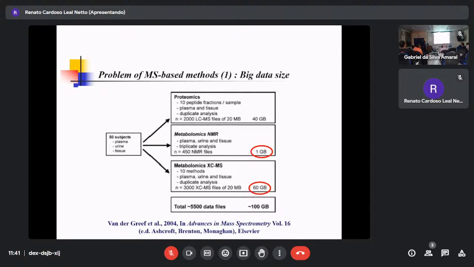And now is the problem of mass-based methods. It's a big data set. Metabolomic NMR, 1 gigabyte? No, it's not true. Actually, if you do proton NMR, it's only a few kilobytes. But now, maximum metabolomic mass data is 60 gigabytes. Now, you have a sample, 1 year. You cannot use your laptop computer. You have to use a supercomputer, not a matter of efficiency. You need storage of data.